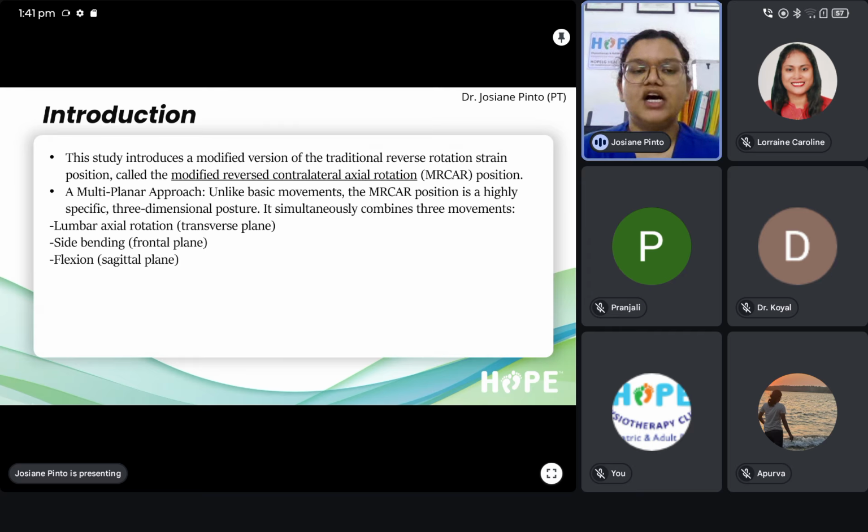So this study introduces a modified version of the traditional reverse rotation strain position called the modified reverse contralateral axial rotation, MRCAR for short, and we will look at how it is done. It takes a multiplanar approach. Unlike basic movements, the MRCAR is a highly specific three-dimensional posture. It simultaneously combines three movements. There is movement in the transverse plane with lumbar axial rotation, there is side bending in the frontal plane, and there is flexion in the sagittal plane.